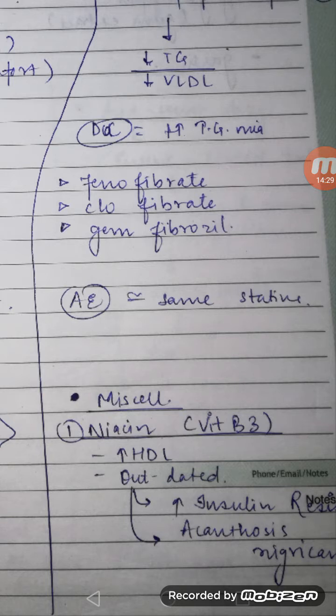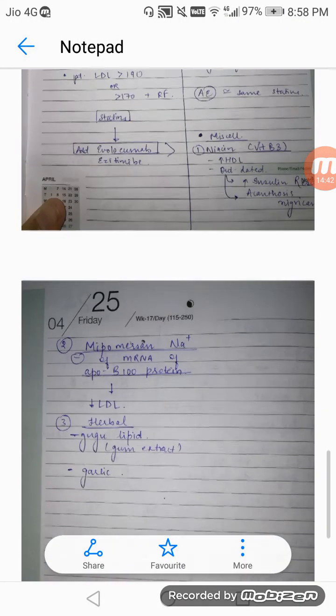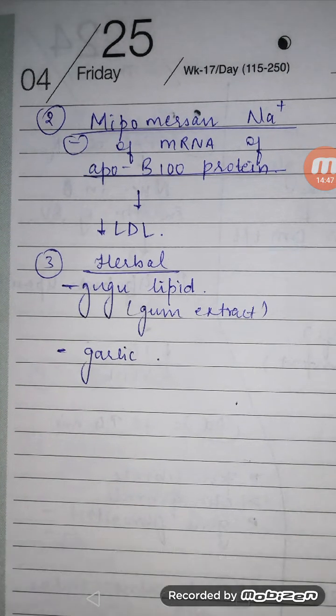Then there are some miscellaneous drugs which may be used, which have shown property, such as niacin, that is vitamin B3. It increases HDL, but it's not used much because of the problem of causing insulin resistance and acanthosis nigricans, that is blackish pigmentation. There are other drugs also such as mipomersen sodium. It inhibits the mRNA which was coding for B100 protein, and if you know B100 protein, it is a component of LDL. So what is it doing? It is decreasing the LDL synthesis by decreasing the B100 component of LDL.